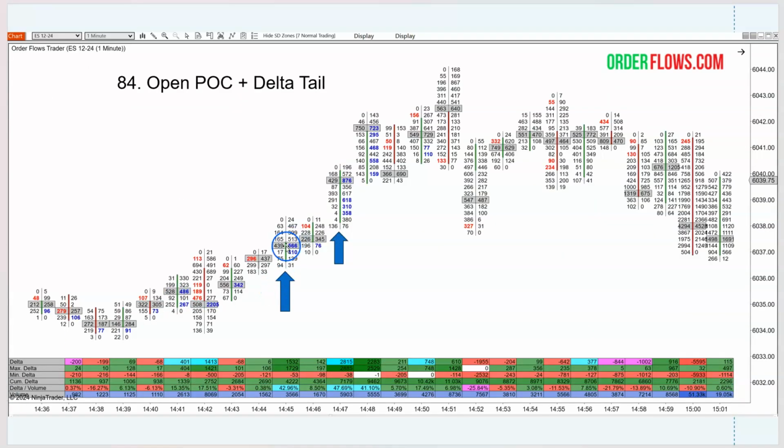Okay, so you got your open point of control coming in here. It's just higher than all these previous bars' highs. And you have your negative delta at the bottom of the green candle. And then it's positive delta all on the way back up. Same thing here. The 136 versus 76. That's, what is that? That's a negative 60. And then it's all positive delta at price on the way back up.